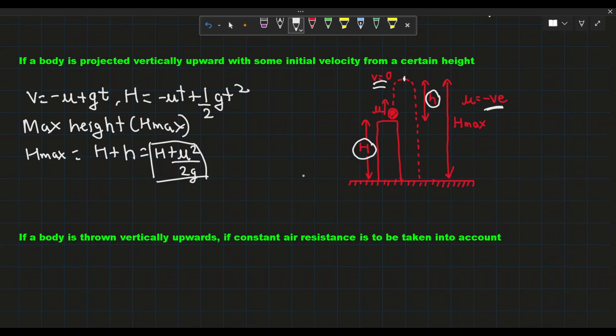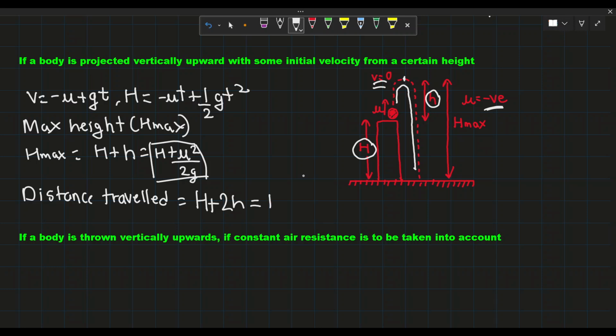And if they ask distance traveled by the body, it would basically be your h plus your capital H, which would be h plus 2h, which is u square by 2g times 2. Your 2 will get cancelled, and this will come out to be H plus u square by g. This is basically the distance traveled.